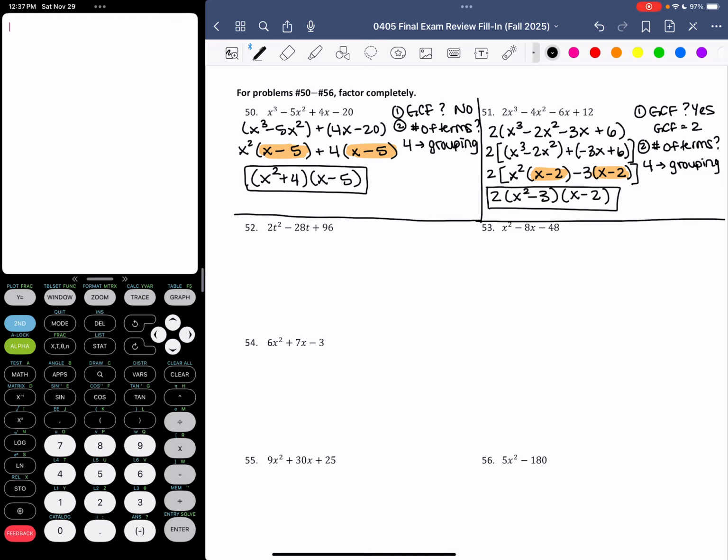Alrighty. Moving on. Okay, next one. So same thing. Always start with, do you have a GCF? And in this case, again, I see they're all even numbers. So there is a GCF because they can all be divided by 2. And they don't all have variables, right? This is t squared t, and then there's no t here. So therefore, it's only the number that is the GCF. So we're going to go ahead and do that.